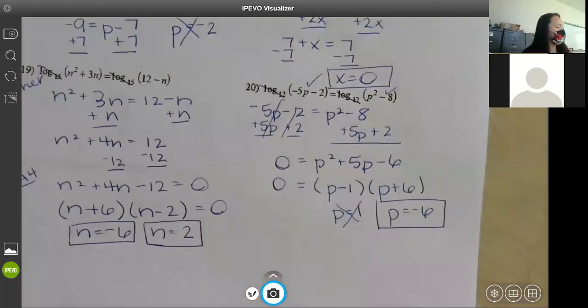Make sure you check them. And which ones do you have to check? Yeah, just the logs. That's what I was asking. So you don't have to check exponential, just logs.